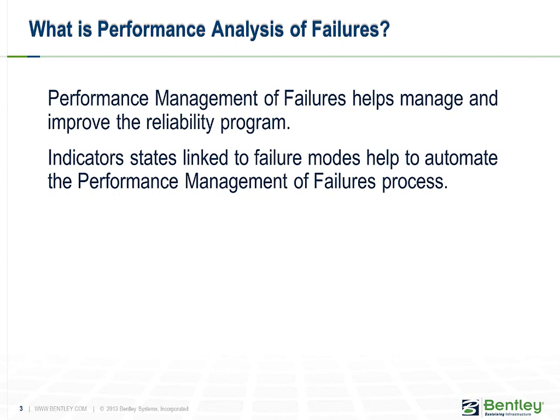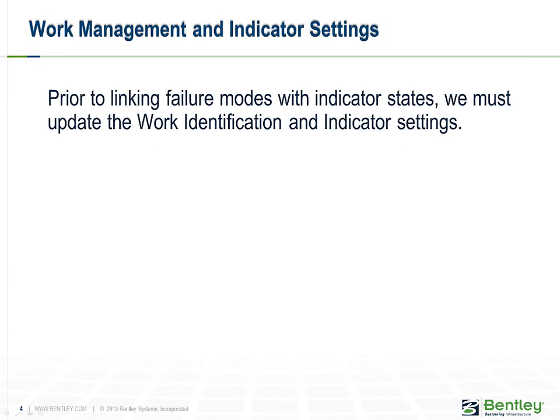So if we link the indicator state to a failure mode, we can use indicator readings to kick off a failure event or failure record automatically. These failure events are critical in driving and deriving value from the Performance Management of Failures program. In order for these records to be populated properly, we first need to understand and update some of the APM settings. Prior to linking failure modes with indicator states, we must update the work identification and indicator settings.